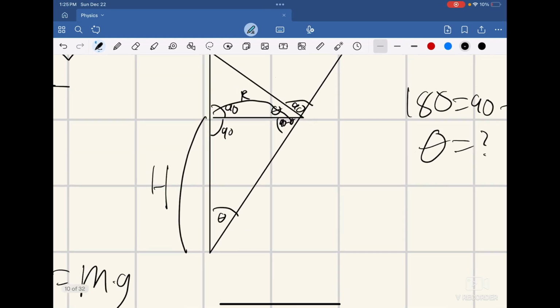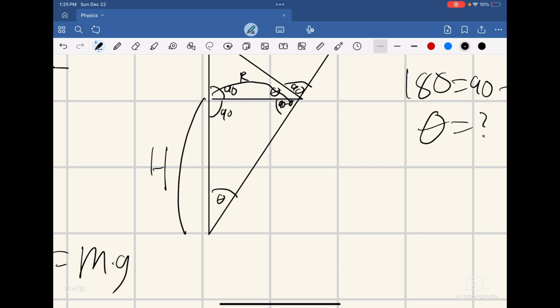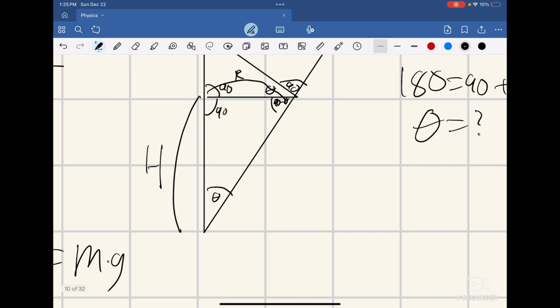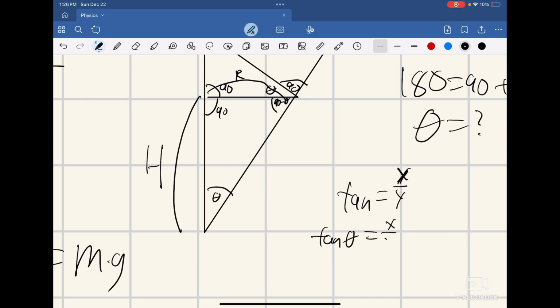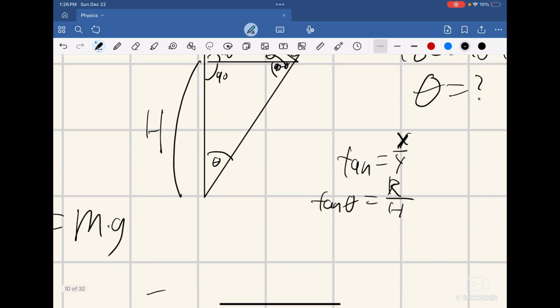Alright, I'll probably get rid of that. So anyways, h and r. To find r, we are allowed to use a variable h. What we know about these values is that tan theta is given by x over y, right? And here, x is r, and h is y, so we have h tan theta is equal to r.